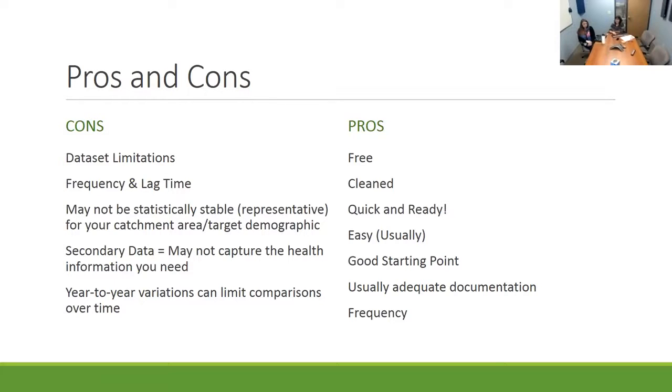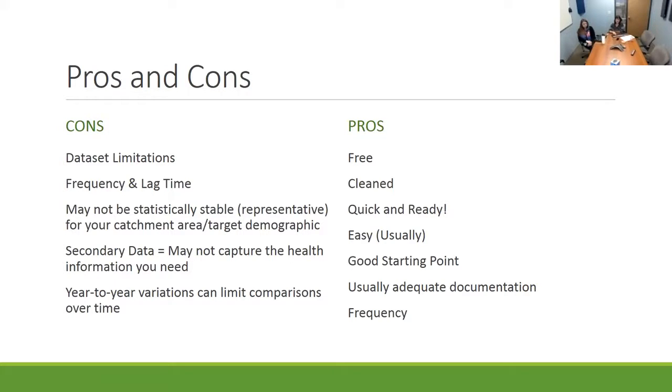It may not be statistically stable or representative for your catchment area or for your target demographic. I know in a lot of our work with tribes and tribal health programs, this is a big struggle for us. This group kind of becomes invisible in some of these large public use data sets just because there isn't enough statistical significance or power to represent them. This is secondary data, and so it may not capture the health information you need.